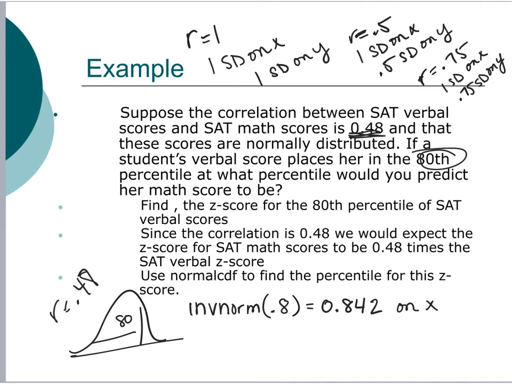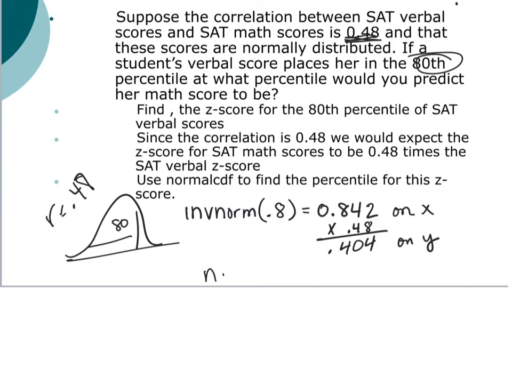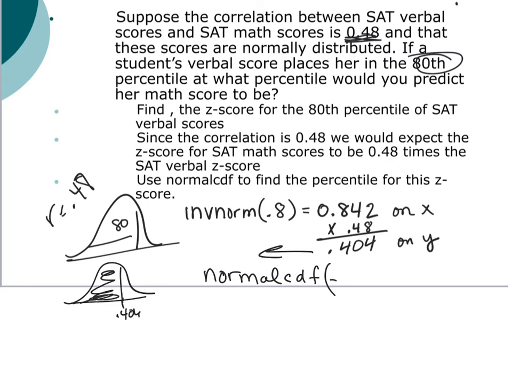That's the SAT verbal score. So we're going to multiply that by 0.48, because that's how many standard deviations we expect on the y. So that times 0.48. I'm not rounding in my calculator. So we get 0.404 on the y. And then I'm going to use normalcdf to find what that percentile is. Percentiles are less than, right? So if I'm at 0.404, I want the percentage below it. So I'm going to do negative 99, comma 0.404.